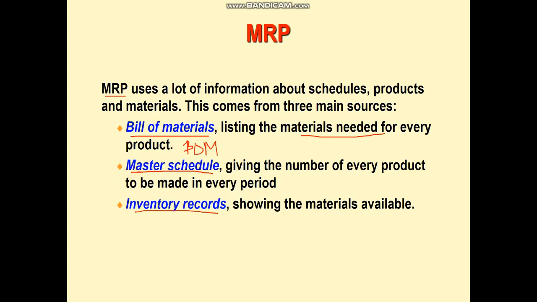The second one is master schedule. Master schedule will give us the number of every product to be made in every period. So in this period, how many products, how many components we have to produce. That is the information the master schedule will give us. And the third one, inventory records. Inventory records will show us the materials that are available for our production.